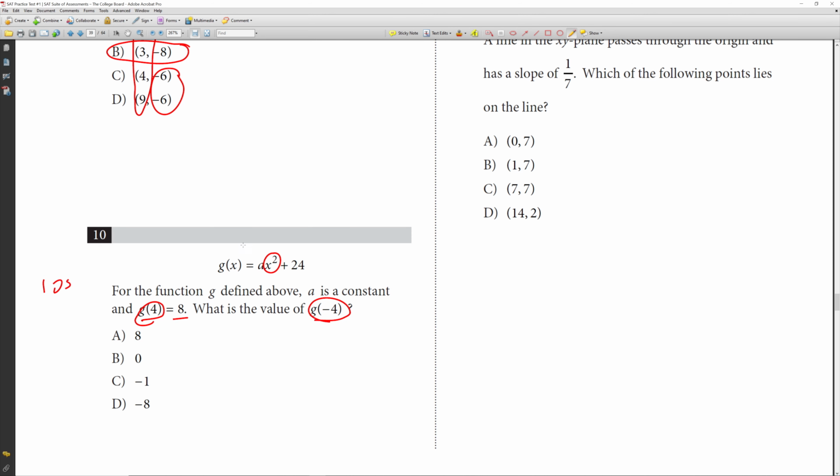The reason is because when you plug 4 in here, you get 8. However, the only term here with an x is x squared. So when you square 4, you get 16, and when you square -4, you also get 16, which means the answer is still 8. Answer is A. That's what I'm talking about.